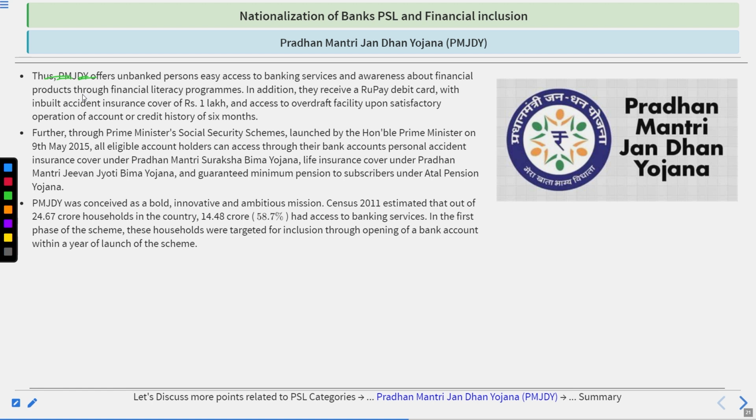Further, through the Prime Minister's Social Security Schemes launched by the Honorable Prime Minister on 9th May 2015, all eligible account holders could access through their bank accounts personal accident insurance cover under Pradhan Mantri Suraksha Bima Yojana, life insurance cover under Pradhan Mantri Jeevan Jyoti Bima Yojana, and guaranteed minimum pension to subscribers under Atal Pension Yojana.